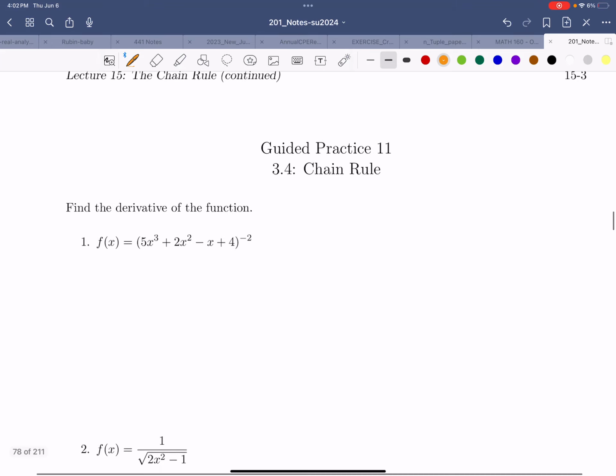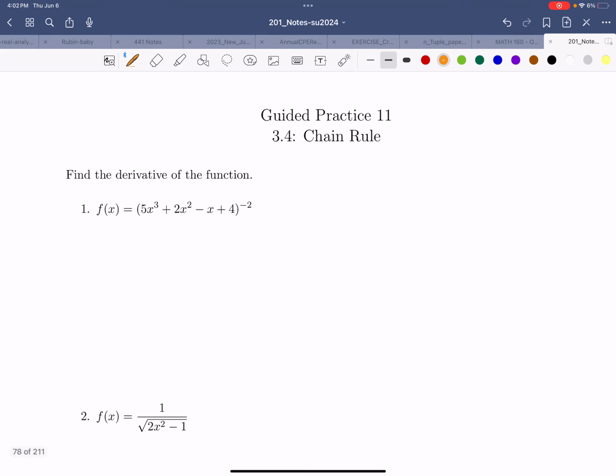Let's do some chain rule guided practice. We're just taking the derivative using the chain rule, and whatever other rules they throw at us. Whoop, I don't know why it switched to that.